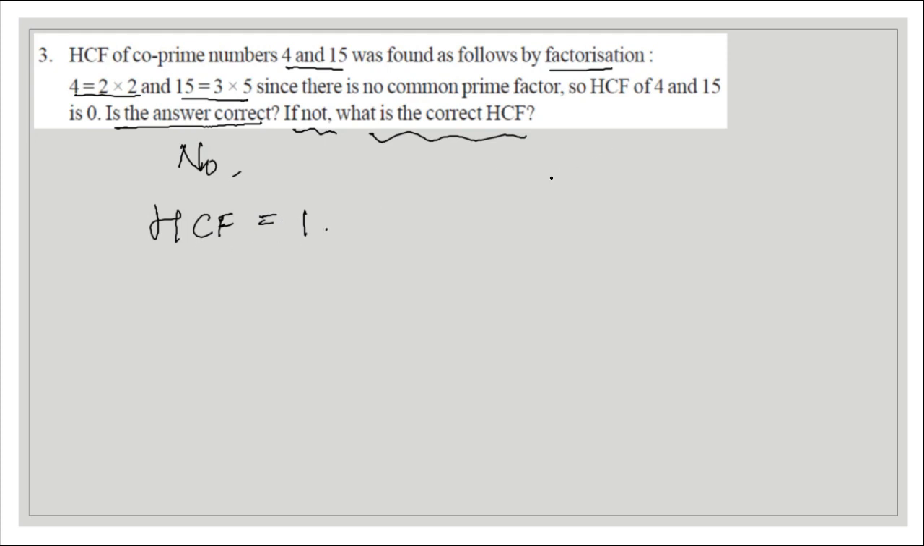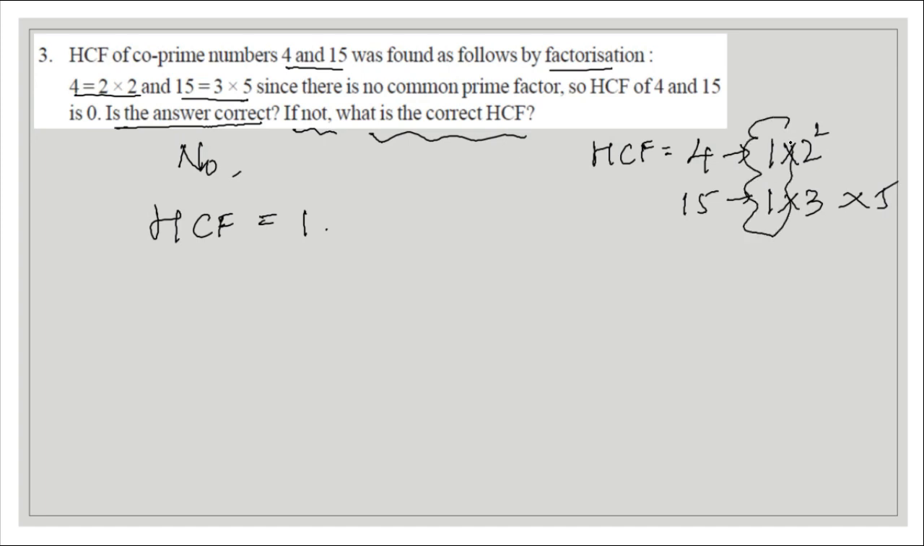The reason is, whenever the highest common factor is considered, for 4 we have to consider 1 into 2 square, and 15 is 1 into 3 into 5. The common factor here is 1. So the highest common factor is also 1.